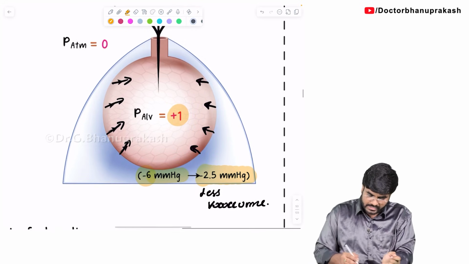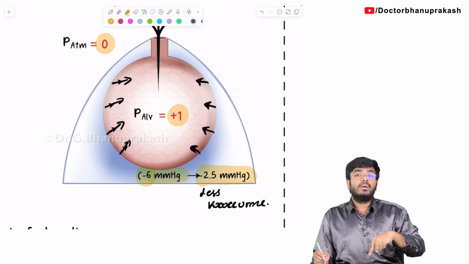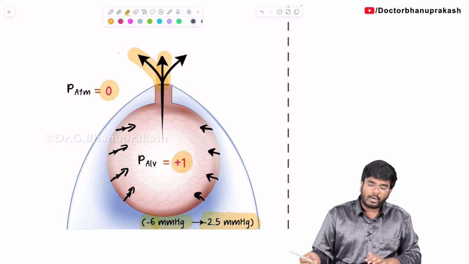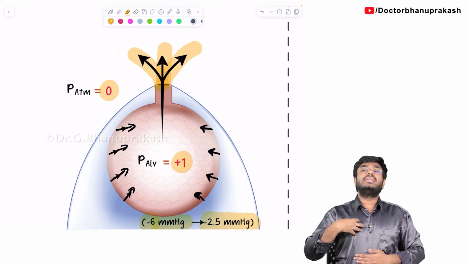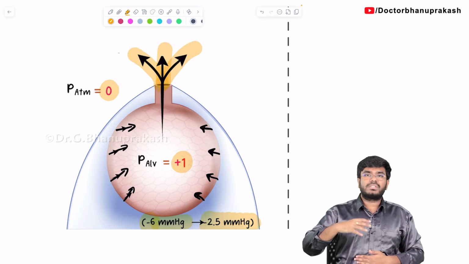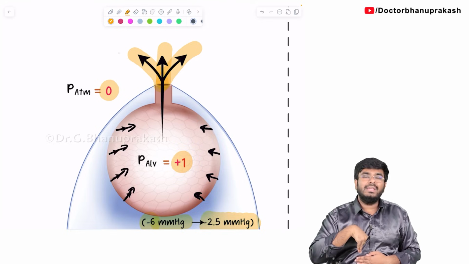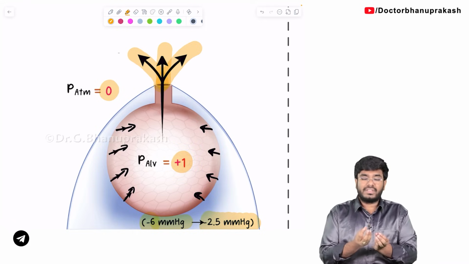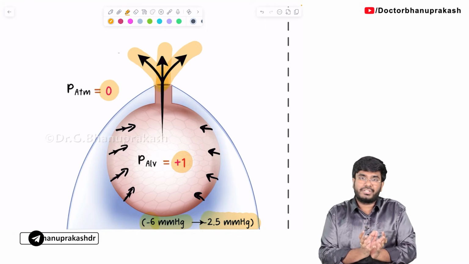Outside it is 0. Now you can't change the outside value. Outside it is 0, and inside it becomes plus 1. So air automatically goes out. So in order to do the expiration, what you have to do? You have to create a higher pressure here. When you create a higher pressure, air automatically goes out. When you create lower pressure, air automatically goes in. So this is how inspiration and expiration occurs, because of the change in the intra-alveolar volume and intra-alveolar pressure.